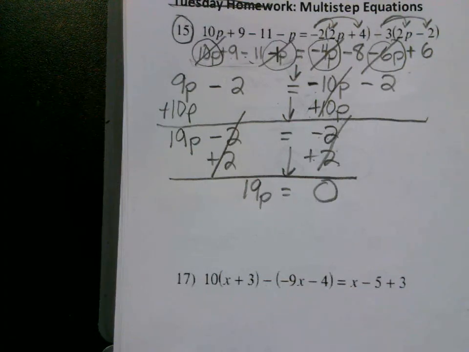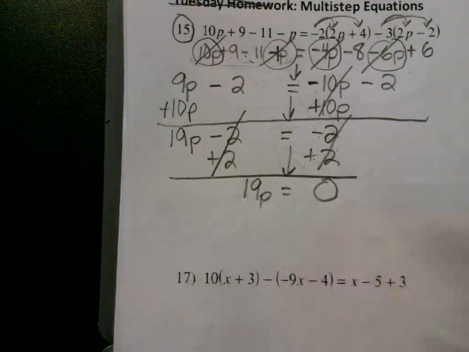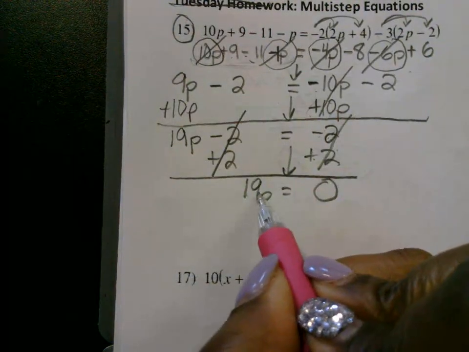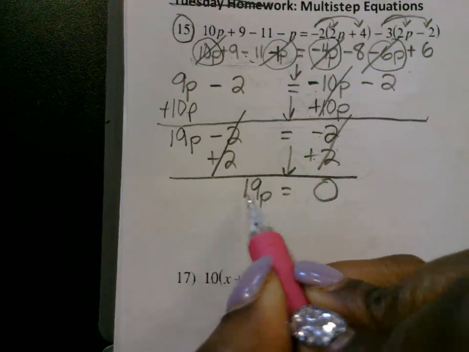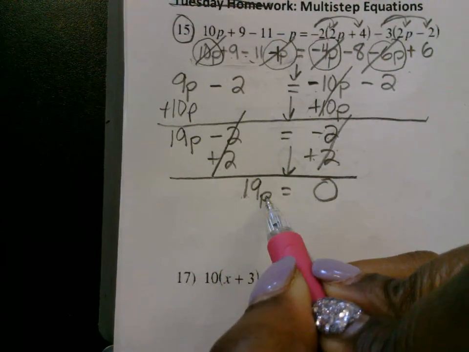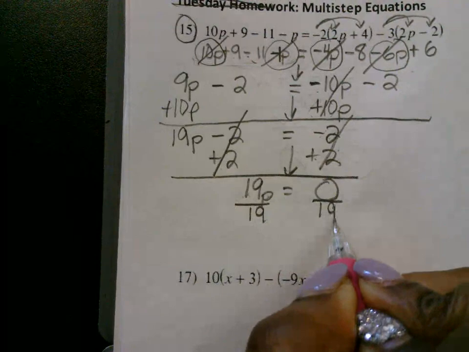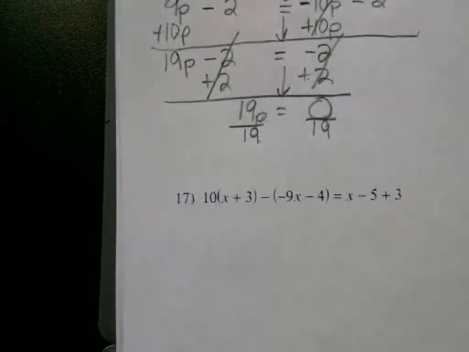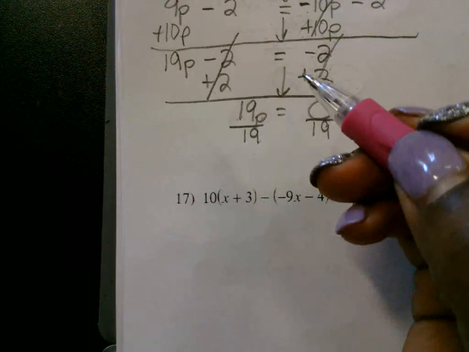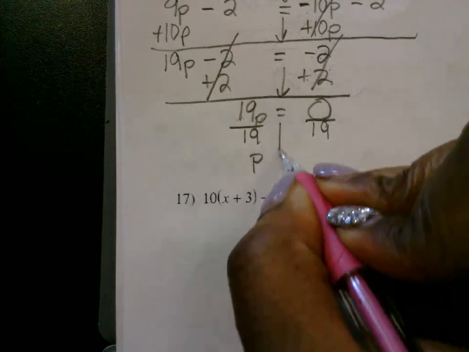So now how do we get rid of the 19? What operation is automatically between 19 and p? Is it addition, subtraction, multiplication, or division? Multiplication is automatically between the coefficient and a variable, a number and a variable. What's the opposite or inverse of multiplication? Division. So we're going to divide by 19 to get rid of the 19. How many times will 19 go into 19? Once. So we have 1p, or just p.